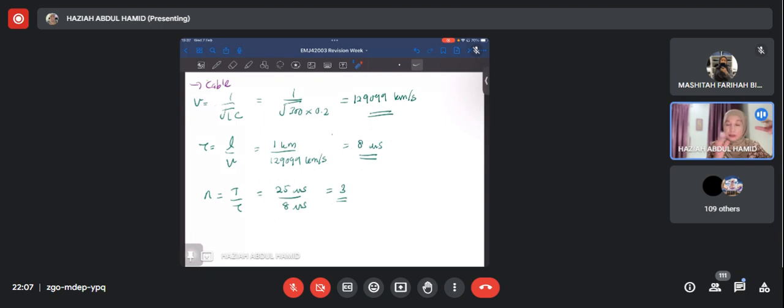And then saya nak monitor berapa lama reflection tu, takkan nak tunggu sampai esok kan. So dia cakap tadi monitor sampai 25 microsecond je. So tengoklah, one single time 8 microsecond, total time 25 microsecond.